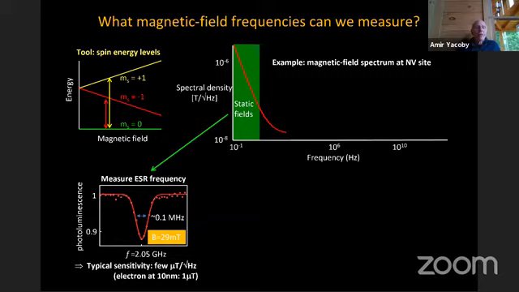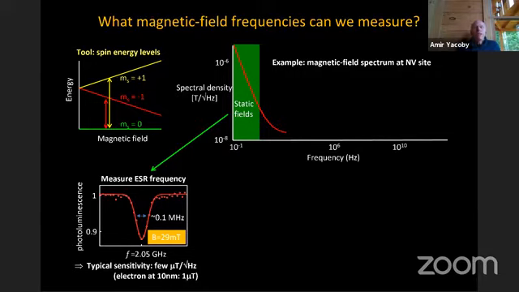And this is called the ESR technique. It is applicable at very low frequencies. Here on the upper right, you see the spectral density. So what is the sensitivity of the magnetic field fluctuations that we can detect? For very low frequencies, we use this technique, and we can detect with a sensitivity of about 10 to the minus 6 Tesla per root Hertz.